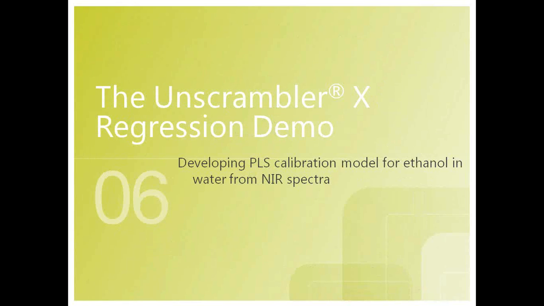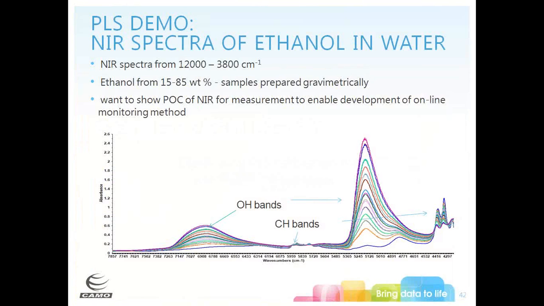I'd like to demonstrate doing a regression analysis in the Unscrambler, and here I'd like to show this for the near IR spectra of ethanol and water, which I showed you how to import. So what I have are data of near-infrared spectra with varying concentrations of ethanol from 15 to 85 weight %, and these samples were prepared gravimetrically.